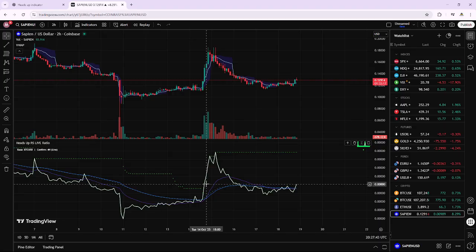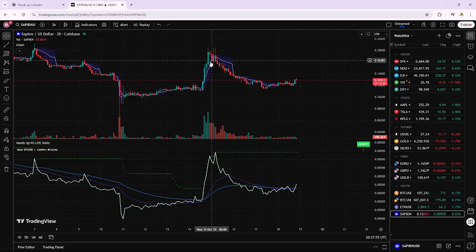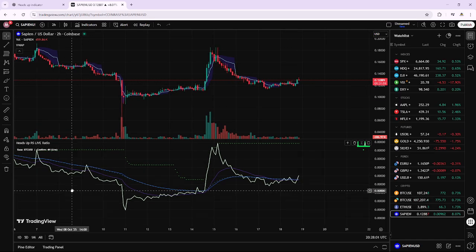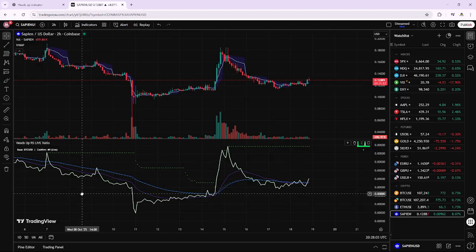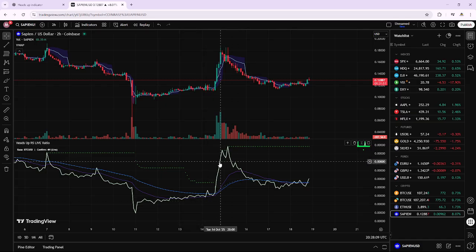So we're on this one right now, really. We're on this green dot here when it comes to the ratio line. So we're looking to break through these high levels, these 2, 3 dots here. We're looking to break through these levels for us to get another breakout trend, another breakout pump, which is what we'd be looking for. So you can really start to see the power of the heads up indicator.